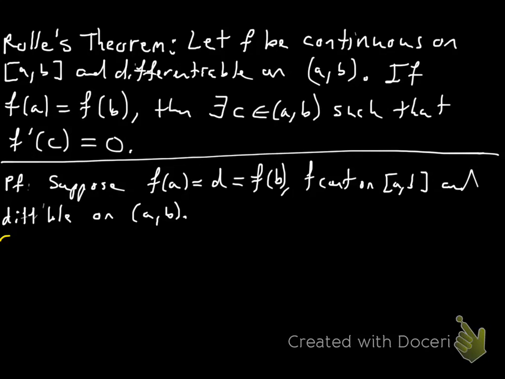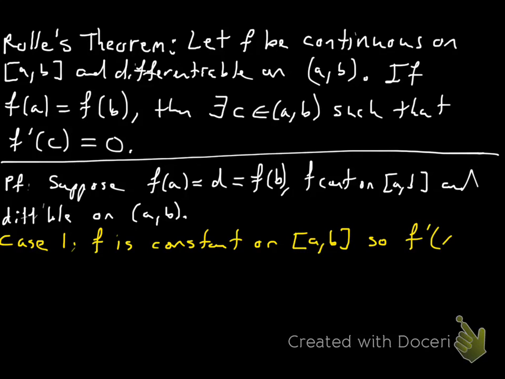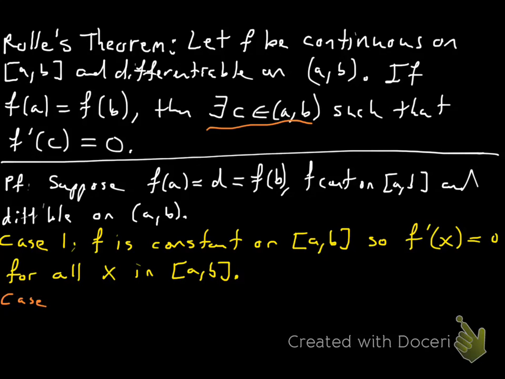So let's go ahead and take care of case 1. If f is constant on the closed interval [a, b], so we just said that, so f prime of x is going to equal 0 for all x in the closed interval [a, b]. And that's exactly what we want. We got the conclusion: there exists a c such that f prime of c is equal to 0. So we got what we wanted there.